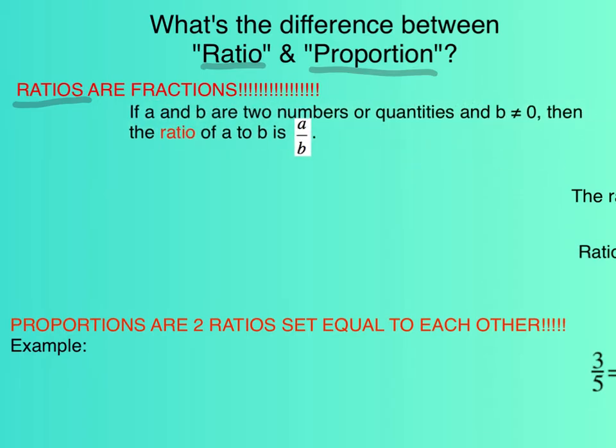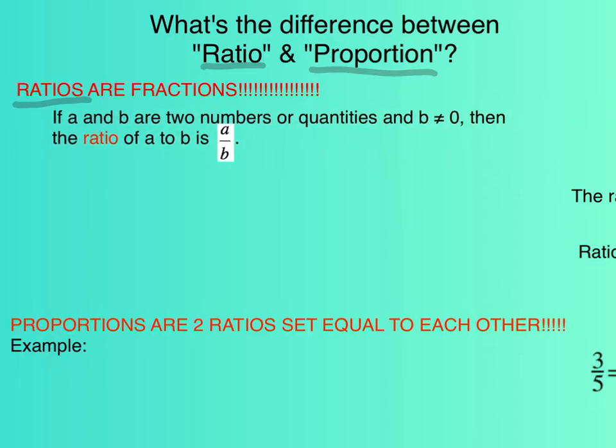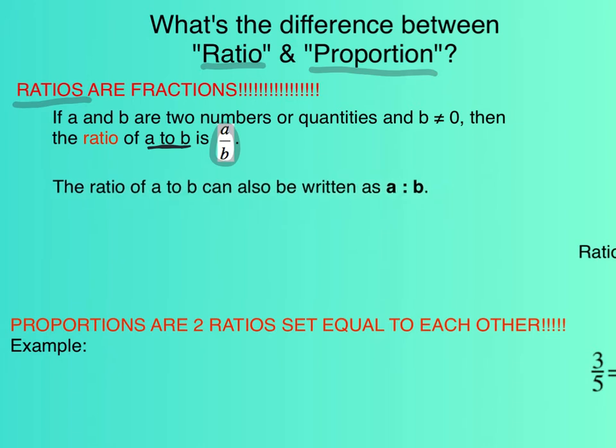Okay? So if A and B are two numbers or quantities and B is not equal to 0, then the ratio of A to B, in that order, A to B, is this fraction A over B. Right? That's that fraction. Another way to look at a ratio is the ratio of A to B. Again, look at it as A to B. Can be rewritten as A:B. Well, that's a ratio symbol right there.